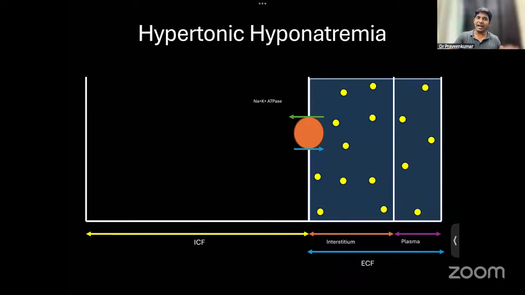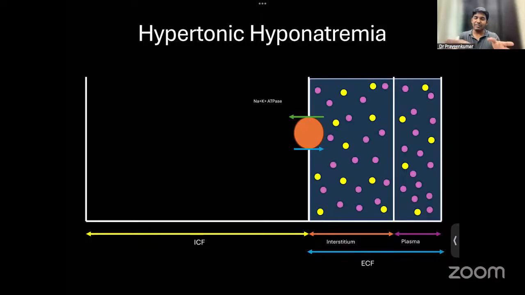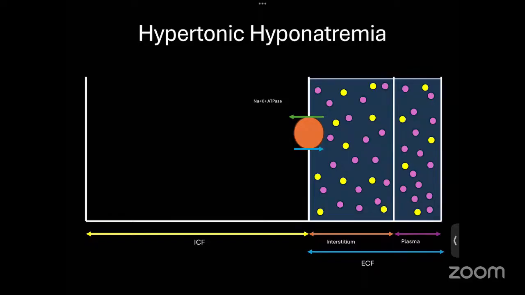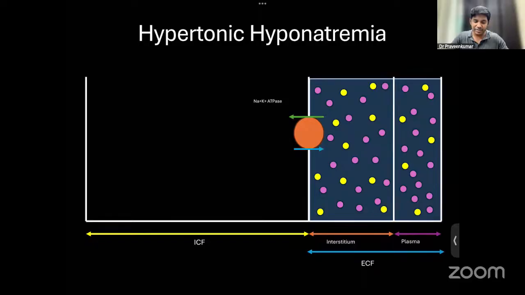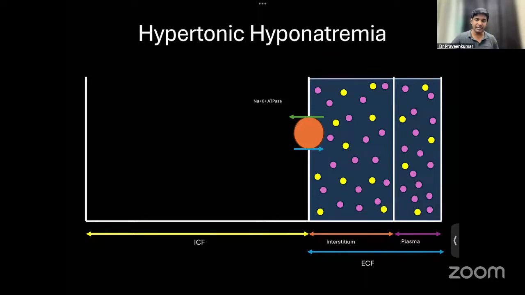So this is called hypertonic hyponatremia. And why do you get hypertonic hyponatremia? Because see the previous thing. When you measure serum osmolality in this fluid, because of glucose, the serum osmolality will come as high, but actually the sodium level is going to be low. So this is the concept of hypertonic hyponatremia. Okay, all clear? If it is clear, put a thumbs up. We can go to the next one.